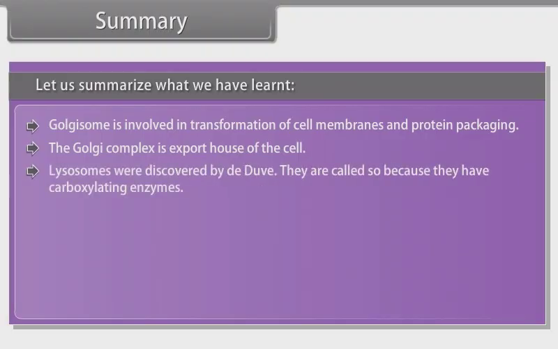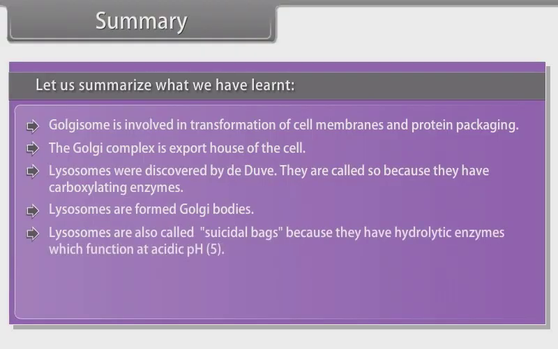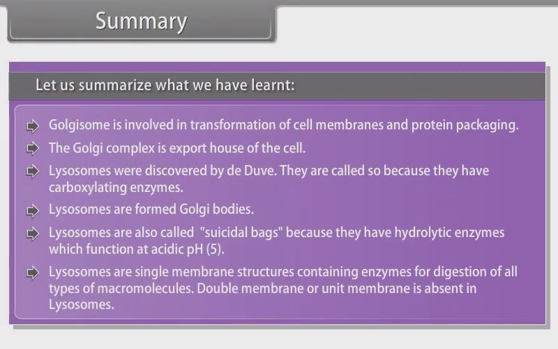Lysosomes were discovered by De Duve. They are called so because they have lytic enzymes. Lysosomes are formed by Golgi bodies. Lysosomes are also called suicidal bags because they have hydrolytic enzymes which function at acidic pH 5. Lysosomes are single membrane structures containing enzymes for digestion of all types of macromolecules. Double membrane is absent in lysosomes.